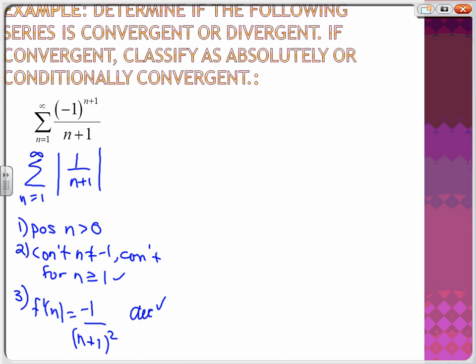So now we get to take the integral. So the integral from 1 to infinity, or I could say 1 to b, the limit as b goes to infinity, of 1 over n plus 1 dn.